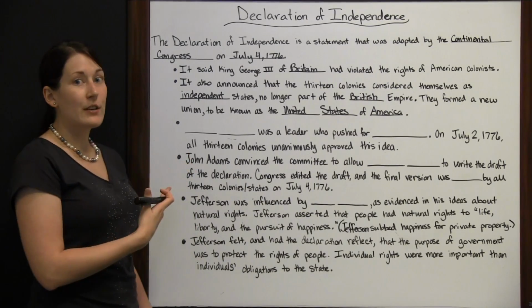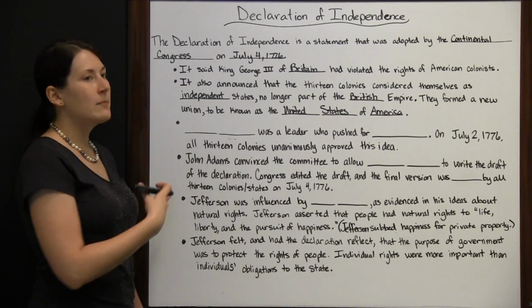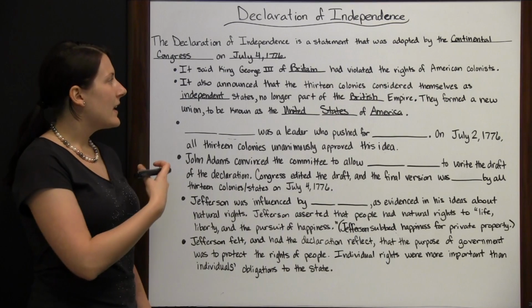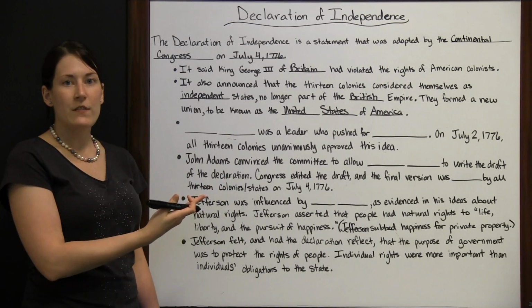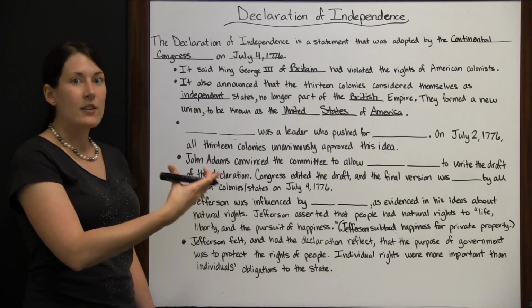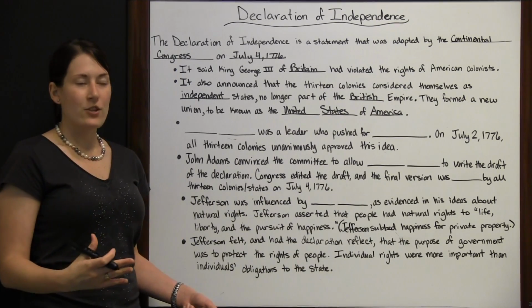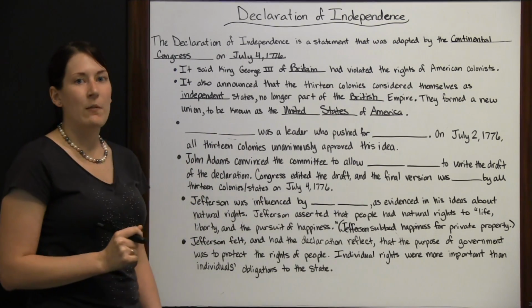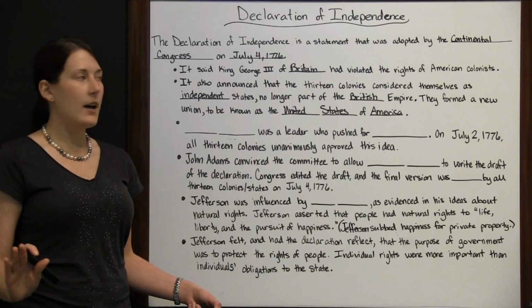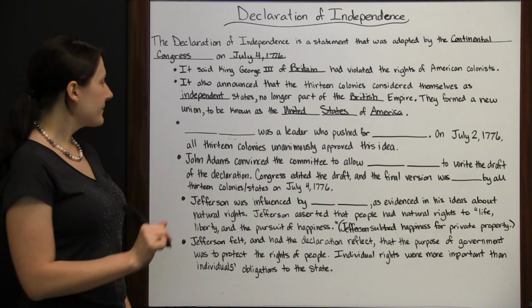And so after a year of fighting, the Continental Congress met again, and they formed this Declaration of Independence. They declared that they were independent of Britain and that they were their own nation now, to be known as the United States of America. They were no longer part of the British Empire.